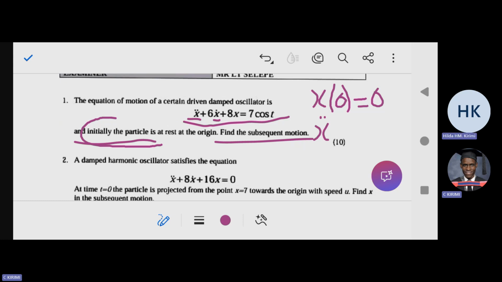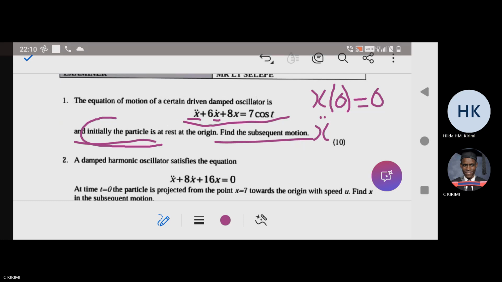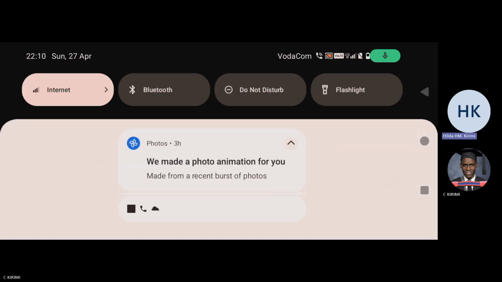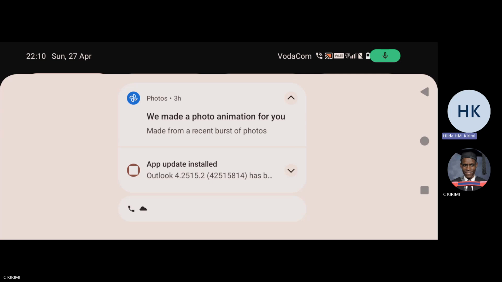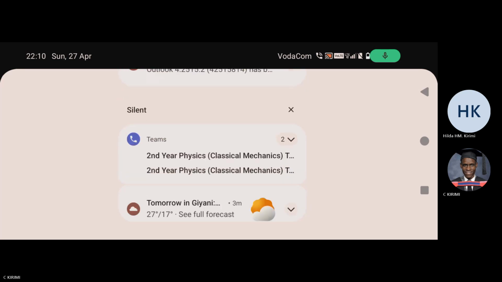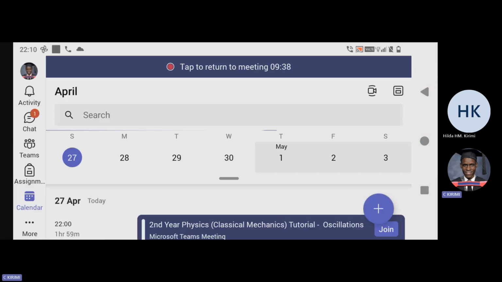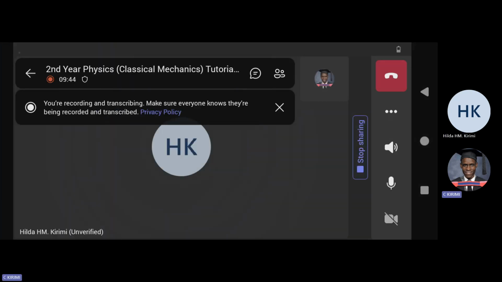Is there someone who wants to join? I didn't ask anyone. I have a friend. Because I'm seeing there's a bit of noise here, so let me check what it is. All right, it's fine.